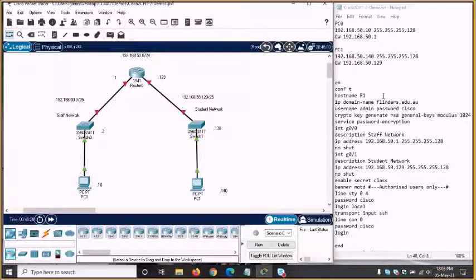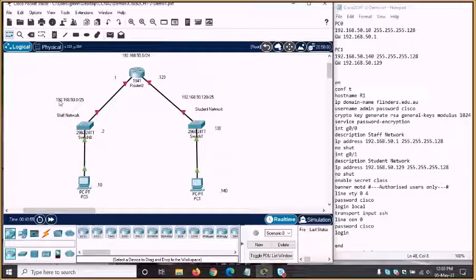All right, so basically I've got a bit of a topology here. We've got 192.168.50.0, and we've subnetted it into two subnets. So instead of it being /24, it's going to be 2 /25 networks. And so 0 through to 127, of course, is the left network, and 128 through to 255 is the right network. Of course, they're staff and student.